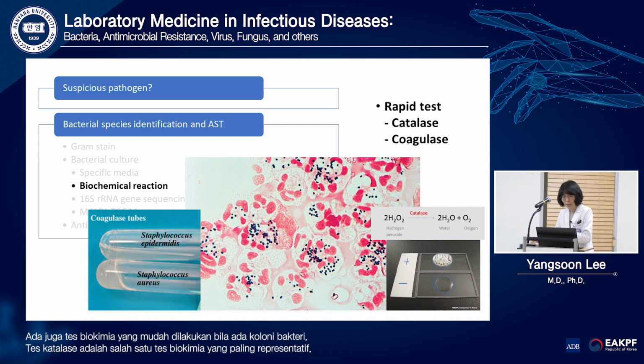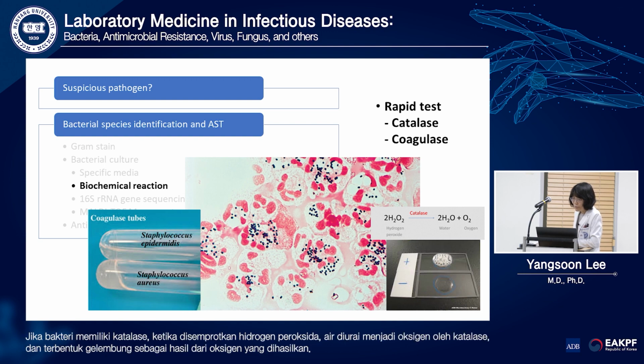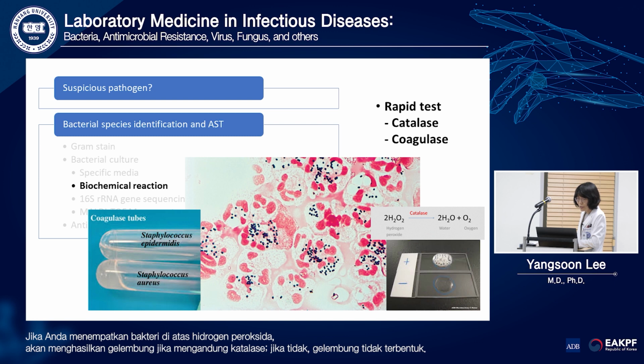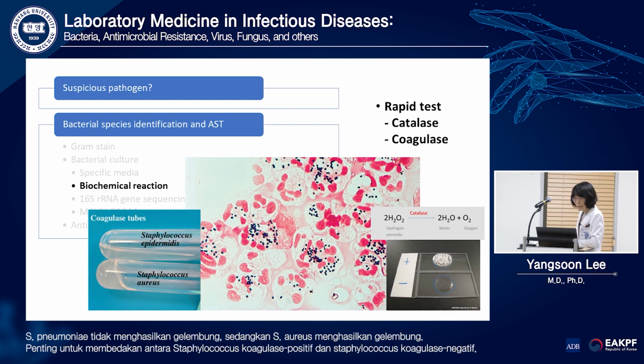There are also biochemical tests that can be easily performed when there is a bacterial colony. Catalase testing is one of the most representative biochemical tests. If bacteria have catalase, when hydrogen peroxide is applied, it is decomposed into water and oxygen by catalase, and bubbles form as a result of the oxygen generated. If we place the bacteria on top of hydrogen peroxide, it will produce bubbles if it has catalase. If not, it will not. Pneumococcus does not produce bubbles, whereas S. aureus does.